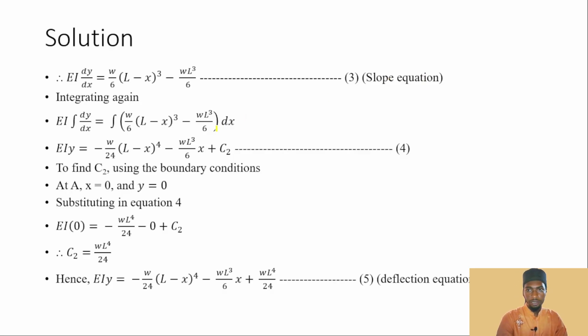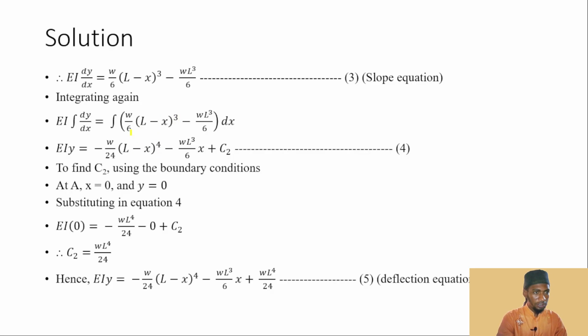For you to derive the deflection equation, you just go and integrate this thing again. After the second integration, I have EI y on the left hand side, because dy/dx changes to y. Then on the right hand side, W is constant, so we are going to factor W out. We have over 6 here. Then applying the same principle as we did previously, this is (L minus x) power 3, so power 3 will be 4 now, because 3 plus 1 is 4, all over 4.